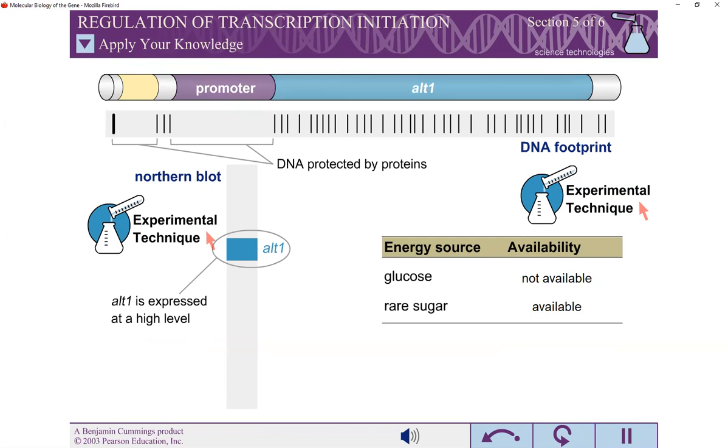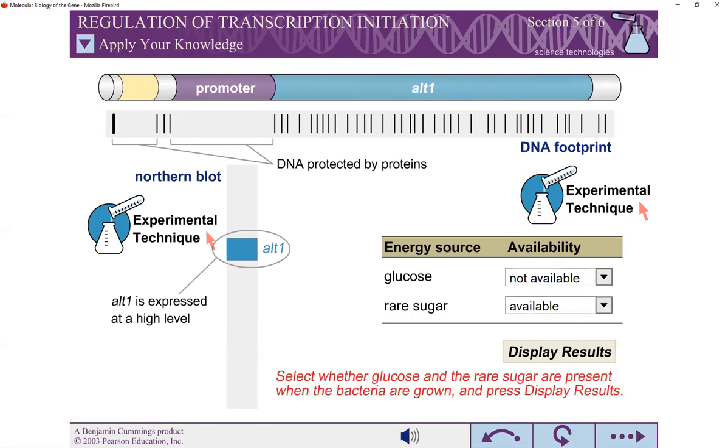DNA footprinting indicates that RNA polymerase binds to the promoter, and another protein binds upstream of the promoter. So there is another protein that is going to bind to the upstream of the promoter DNA sequences.